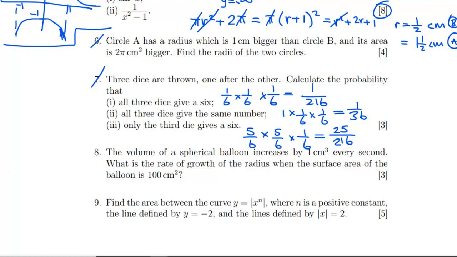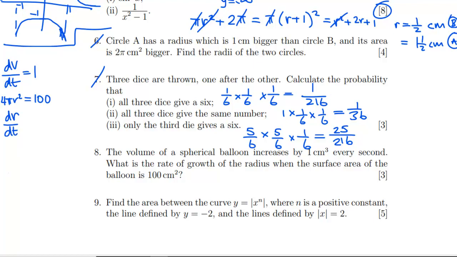Okay, question 8. The volume of a spherical balloon increases by 1 centimetre cubed every second. Right, so let's go back over this side. So dV/dt is equal to 1. What is the rate of growth of the radius when the surface area of the balloon is 100 centimetres squared? So the surface area of the balloon, 4 pi r squared, is equal to 100. And we want the rate of growth of the radius, so dr/dt.